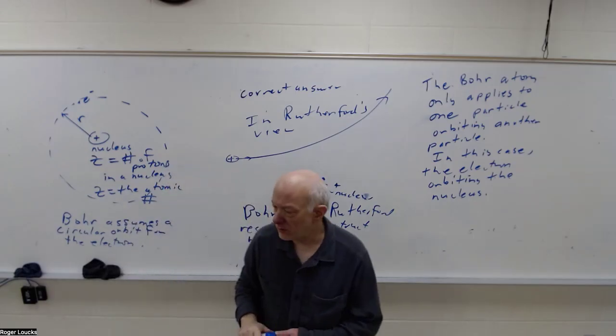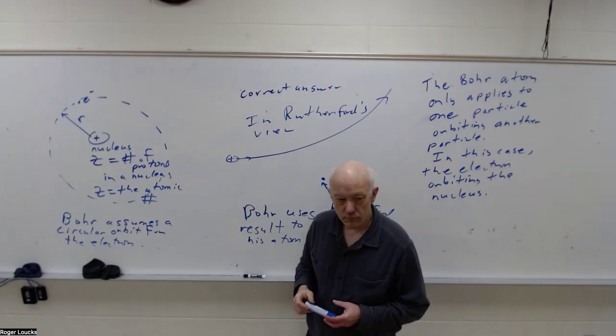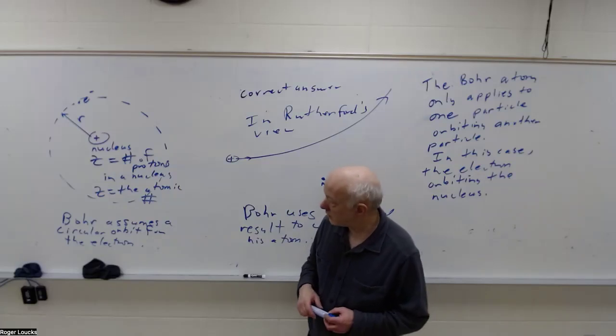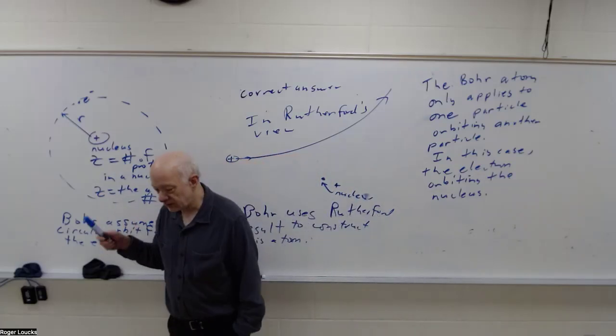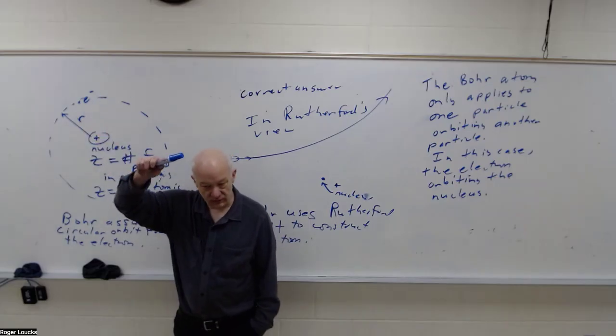What's the problem with that? Circular orbits have an acceleration which would emit radiation, which would cause it to lose energy and crash into the center. Exactly. So remember what happens is that we said that whenever you have a charge, and the charge has an acceleration, any accelerated charge emits EM radiation.